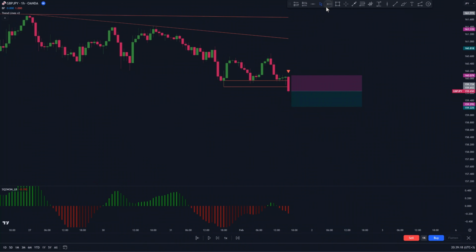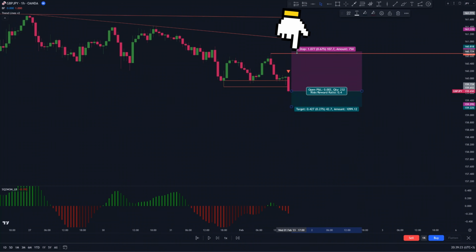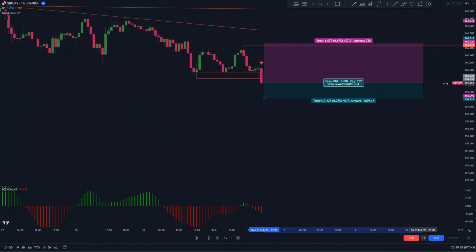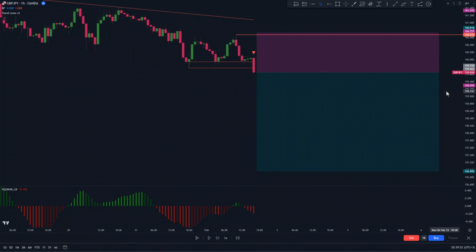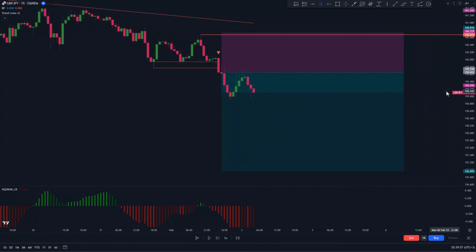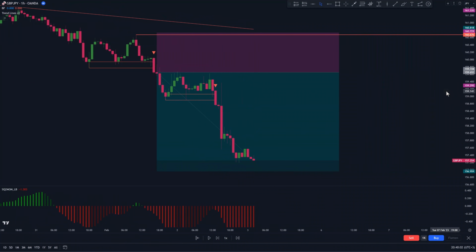The stop loss is going to be set above the most recent swing high, and for the take profit, we're going to set it at 2.5 times the risk. We let the trade run, and take profit.